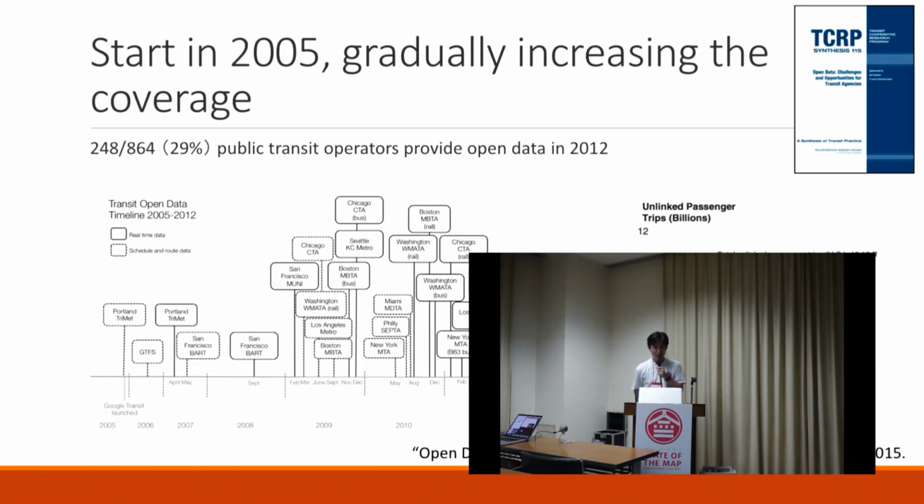It started in 2005, and the number of operators that provide open data is increasing. I don't have the latest data, but even in 2020, almost 30% of public transportation operators had open data. I guess this number is increasing nowadays.